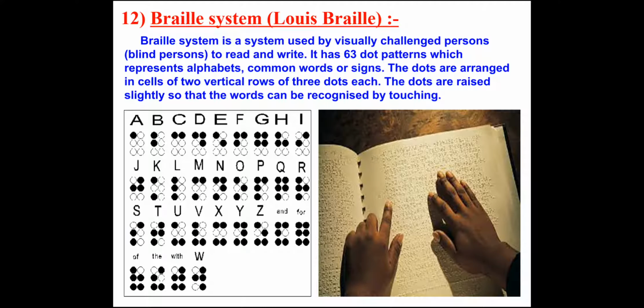The last point is the Braille system, Louis Braille. The Braille system is a system used by visually challenged or blind persons to read and write. If you see this, this is a Braille system and it is used by persons who are blind, who are visually challenged, for reading and writing. By touch, the blind person can read and understand.